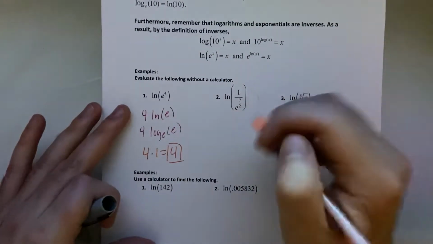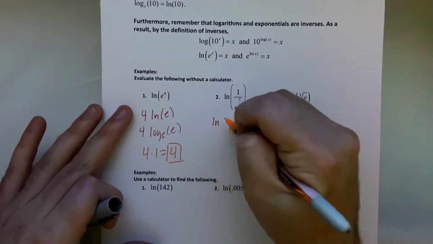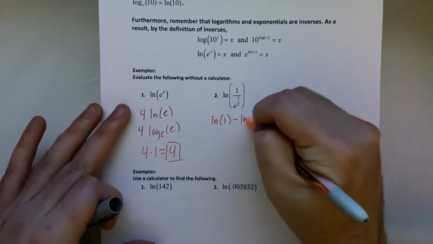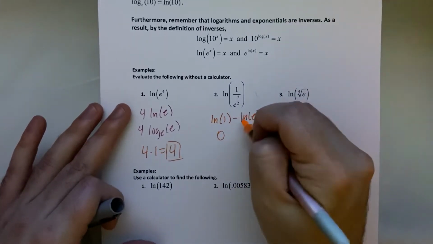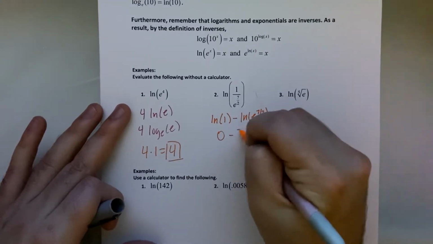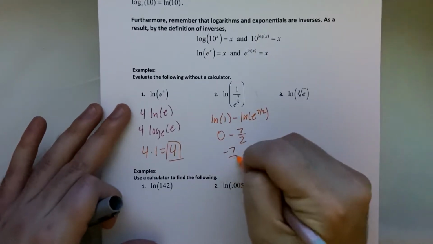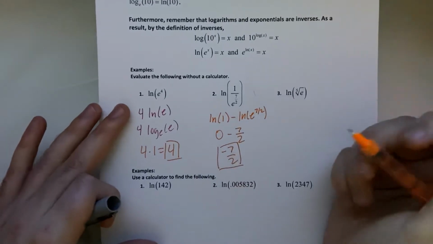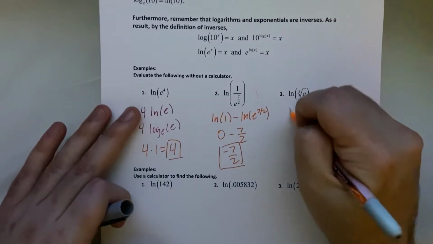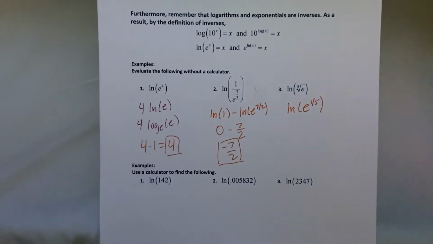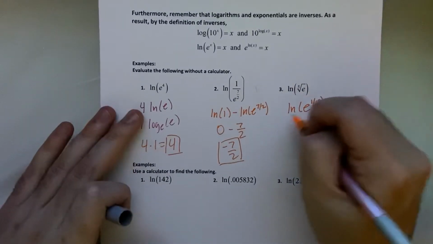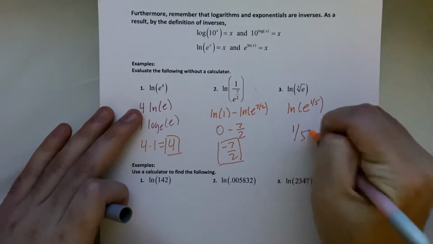Ln of 1 over e to the 7 halves. Division can turn into subtraction. Ln of 1 is 0. Ln and e will cancel, so it's 0 minus 7 halves, which is negative 7 halves. Ln of the fifth root of e, this is ln of e to the 1/5 power. Remember, roots turn into fractional powers. And again, the ln and e cancel, so this is just 1/5.